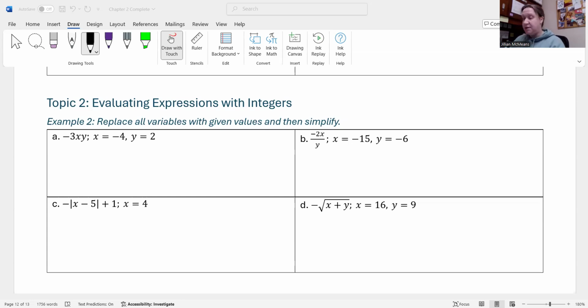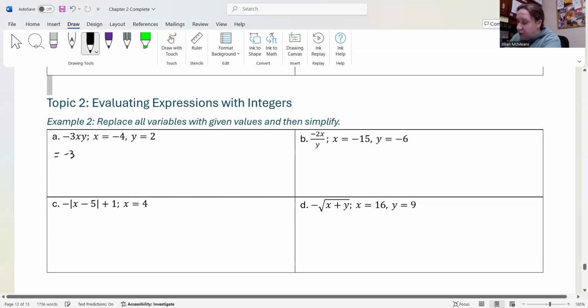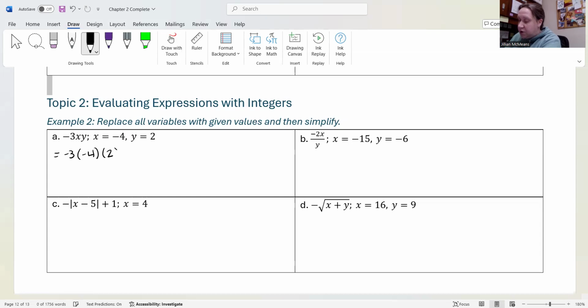I'm going to rewrite this expression. Anywhere I see an x, I'm going to replace it with -4. Anywhere I see a y, I'm going to replace it with -2, and then I'm going to simplify. So this is going to equal -3 times x, which is -4, and then times y, which is -2.